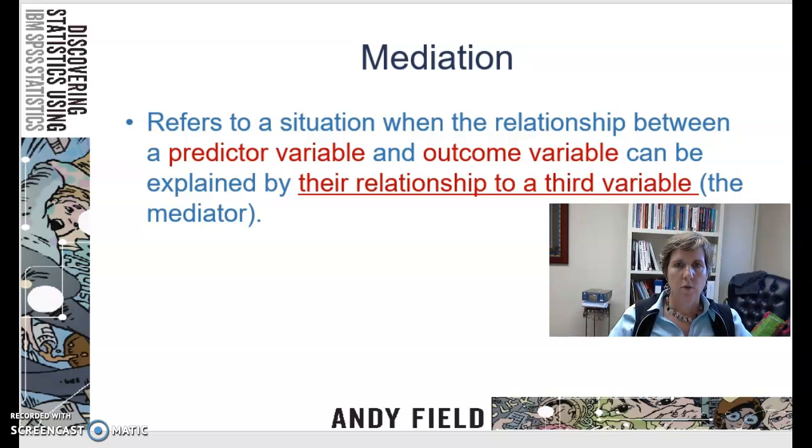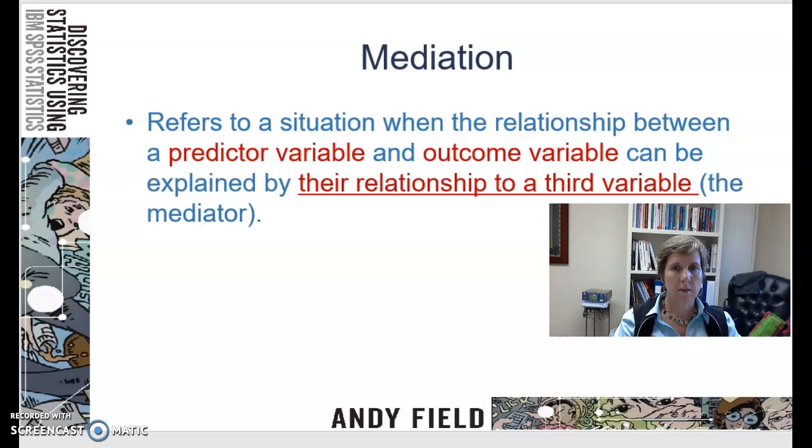Okay, so when we talk about mediation, this is the definition. I have it up there on the slide in Canvas. It refers to a situation when the relationship between the predictor variable and the outcome variable can be explained by their relationship to the third variable.